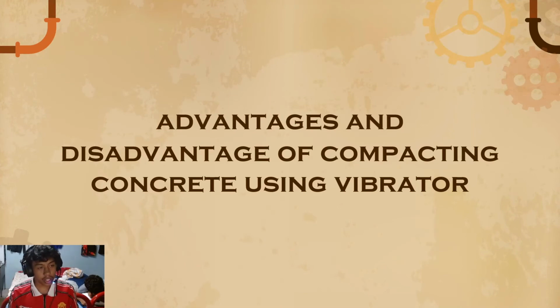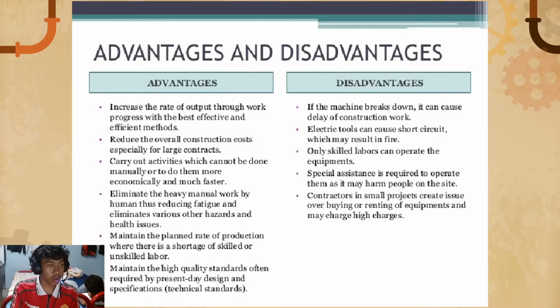Now, the advantages and disadvantages of compacting concrete using a vibrator. For the first advantage, it increases the rate of output through work progress with the best effective and efficient methods. For the second one, it reduces the overall construction cost, especially for large contracts.